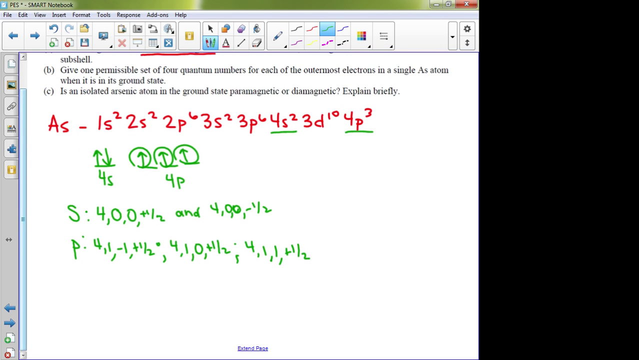C. Is an isolated arsenic atom in the ground state paramagnetic or diamagnetic? Explain briefly. Well, if it's in a ground state, wouldn't it mean that, like, if it has 1s2, that they're already paired? Ground state means it's this.